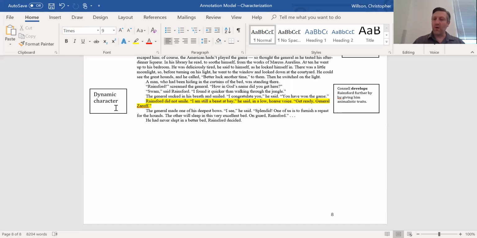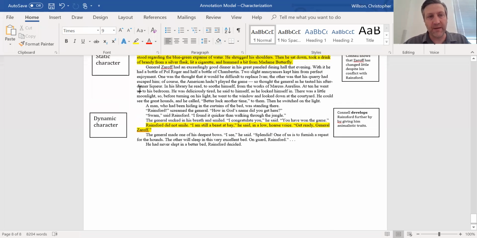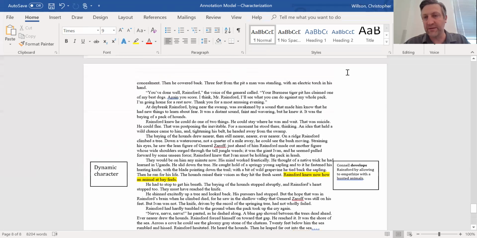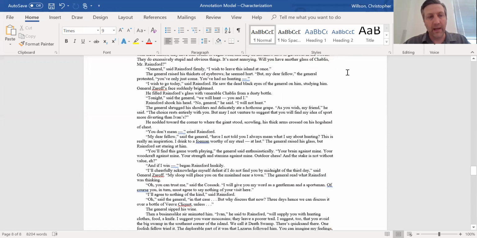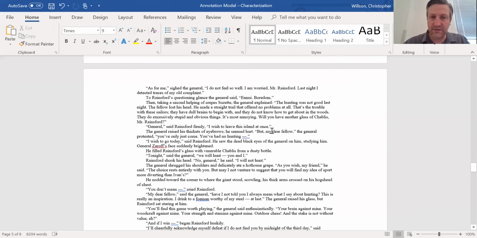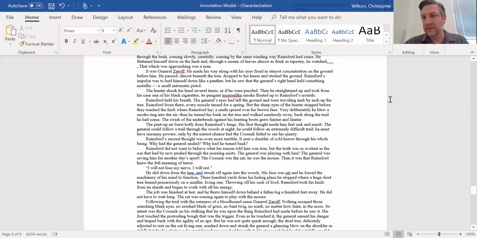All right, so that is an example of how we would go about annotating The Most Dangerous Game. I hope you've kept with me. I hope you were following along and annotating with me and filling in some of the squares. And now you're going to be doing it for the next story. Good luck and see you next time.